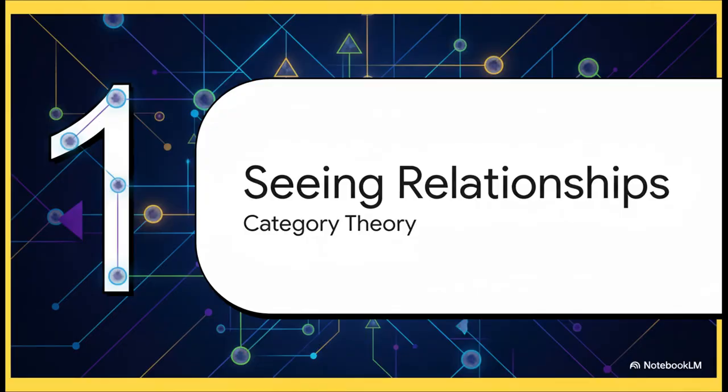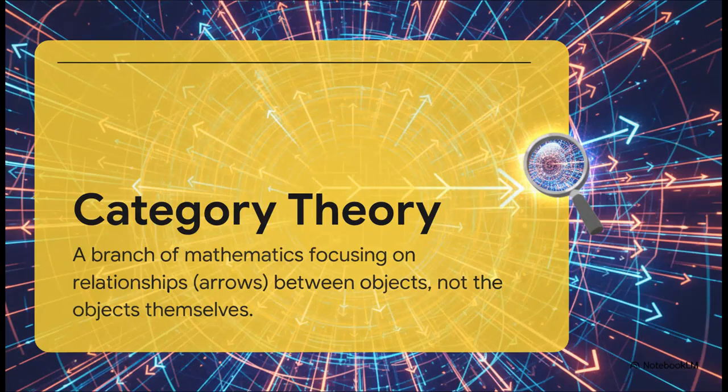All right, so our first new lens, this one's a really profound shift in how we look at things. It comes from a branch of pure mathematics called category theory, and you can think of it as a whole new language for describing systems. So what is it really? Well, in the simplest terms, category theory is the mathematics of relationships. Instead of getting bogged down in what things are, the objects themselves, it zooms in on what they do and how they connect to everything else. It's all about the arrows, the transformations, the connections between things.